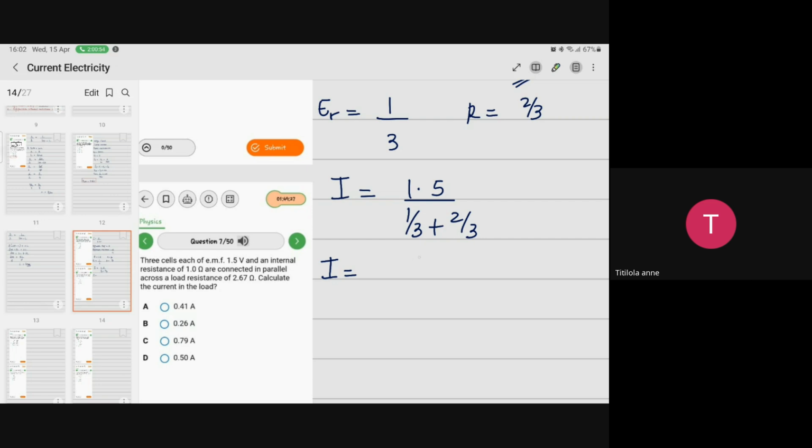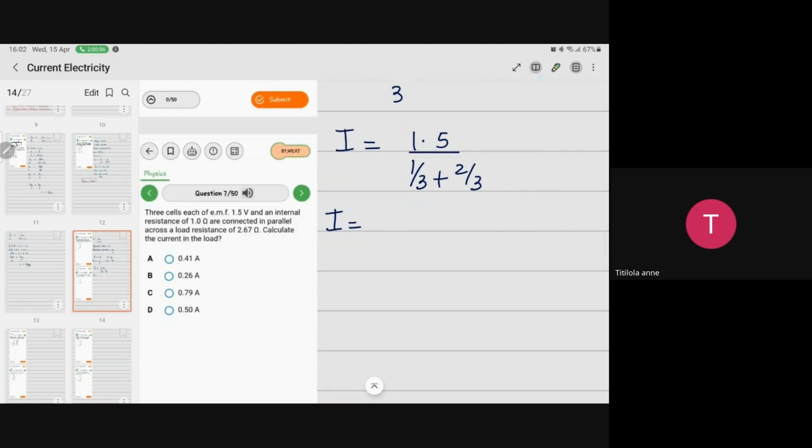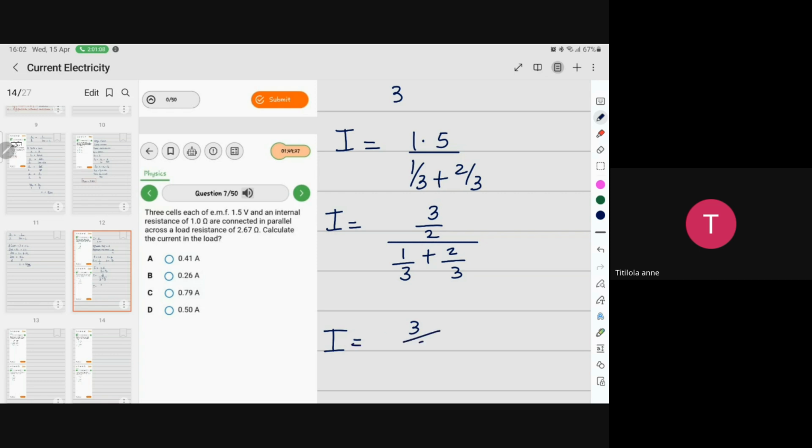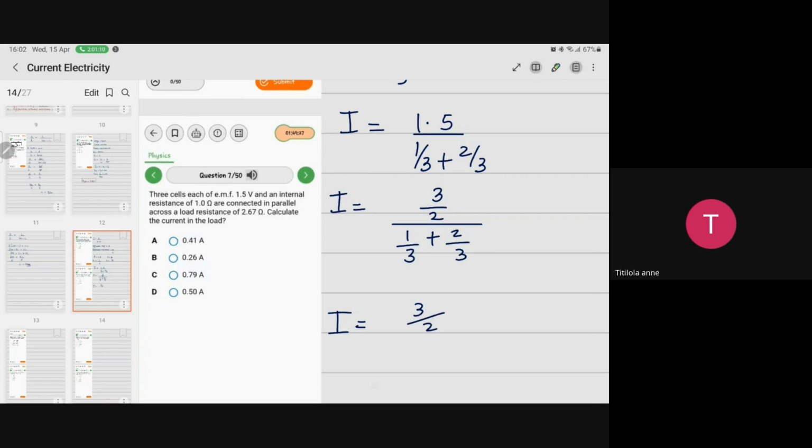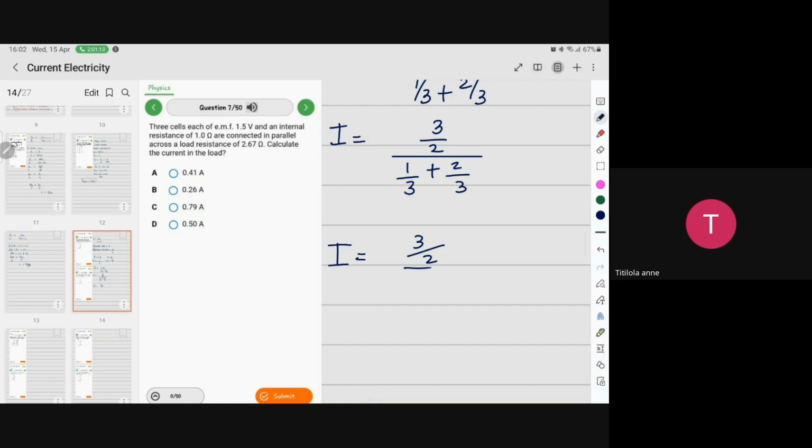Good. So we'll have 3. I'm doing that in case your calculator is not there. So this is 3/2 divided by 1/3 plus 2/3. They have the same denominator, so we can add them together. That will give us 3/3, all over. So the internal resistance is 3/2 divided by 1, because this will cancel out.